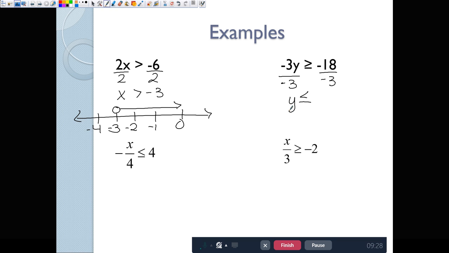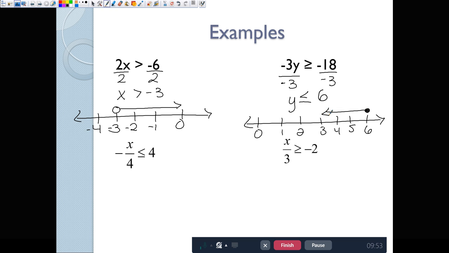Okay? So -18 divided by -3 is +6. 2 negatives makes it positive. So then I'm going to do my number line. Open or closed? Closed, and it's less than.